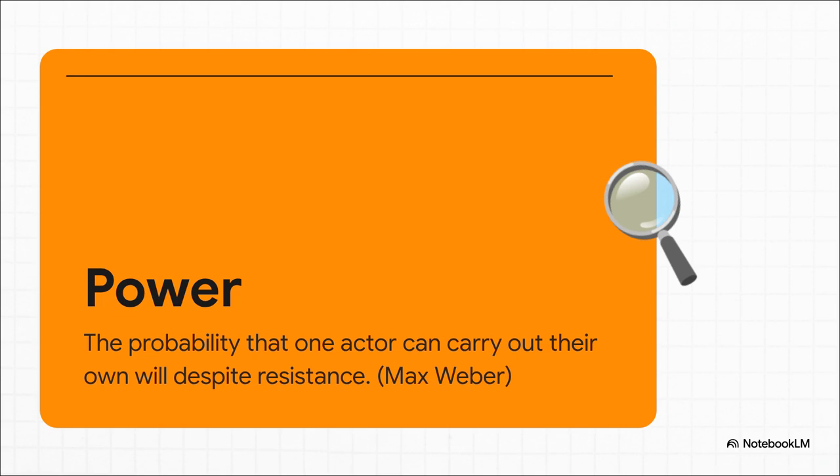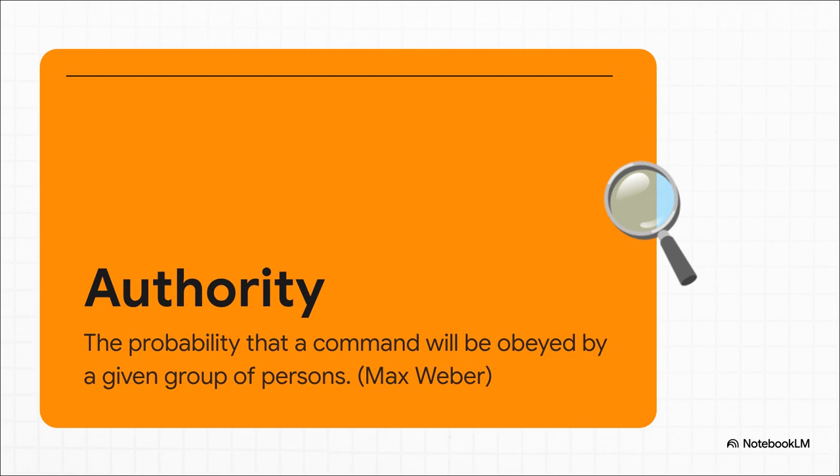Simple, raw power. Max Weber, him again, defined it as basically the ability to get someone to do what you want, even if they don't want to do it. It's the raw ability to impose your will. Think about it. It doesn't have to be fair or right. It's just about getting the result you want, through force or threat. But societies that run on pure force tend to be pretty unstable. So there's a much more effective tool, and that's authority.